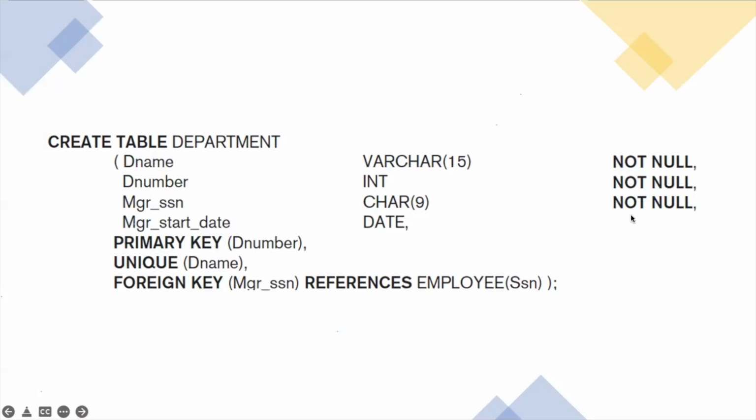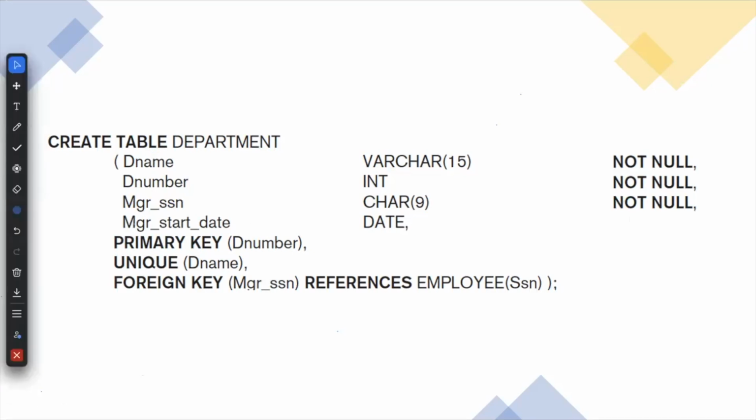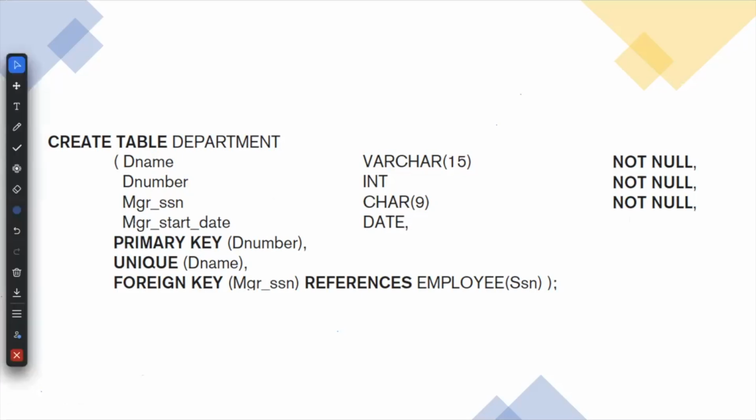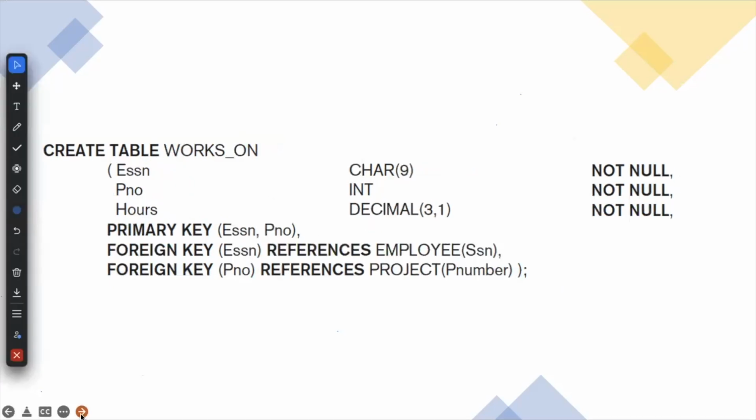So there is this constraint called not null. Then there is also another keyword which we can use, which is default. So you can specify a default value for a column which can be null. So if you don't specify any value, then that default value will be taken. And the keyword for that is default.